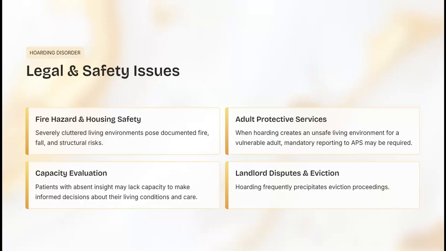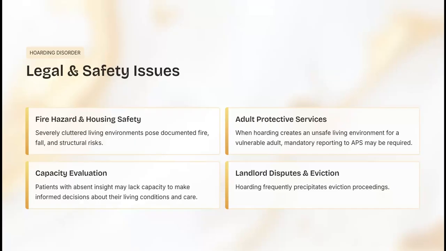Document your safety assessments and any referrals you make, because that's going to create a paper trail. That is important. If a vulnerable adult's living situation becomes unsafe due to hoarding, you may be required to report that to Adult Protective Services. So know the jurisdiction you're living in and the specific reporting thresholds and obligations.